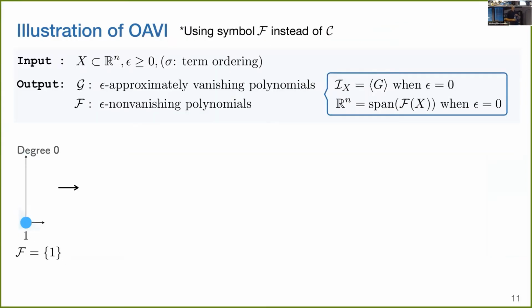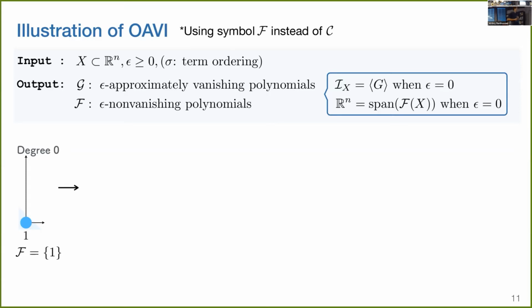So now it's the overview. I'm not very sure whether this is clear enough, but the overview is something like this. So the input is a set of samples X, an approximation tolerance or approximation parameter epsilon, and term ordering sigma. And then the output is G, a set of epsilon-approximately vanishing polynomials, which becomes a generator of the vanishing ideal when epsilon equals 0. And then F is a set of epsilon non-vanishing terms.